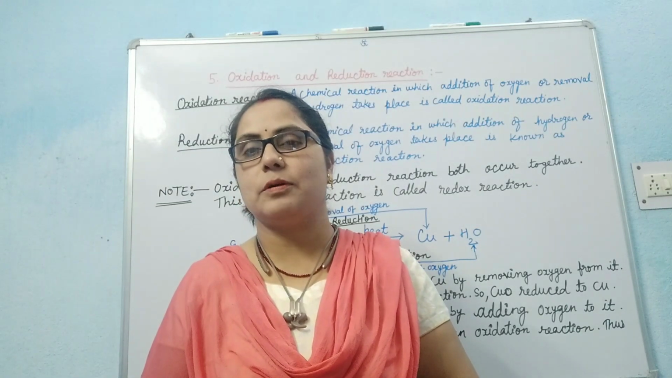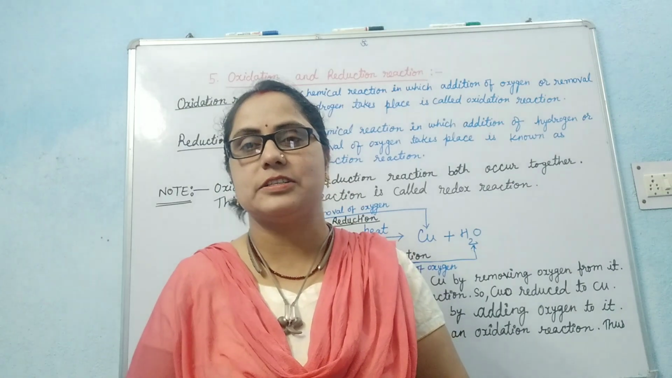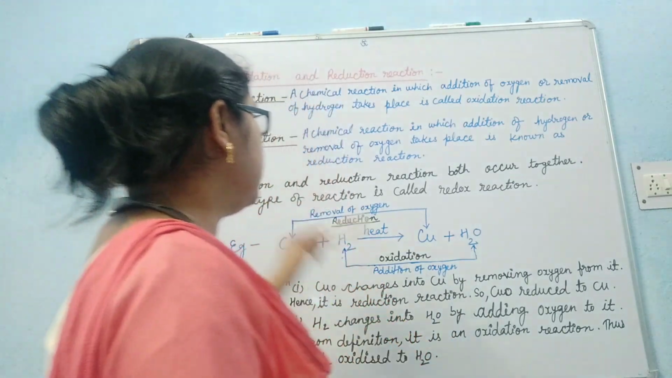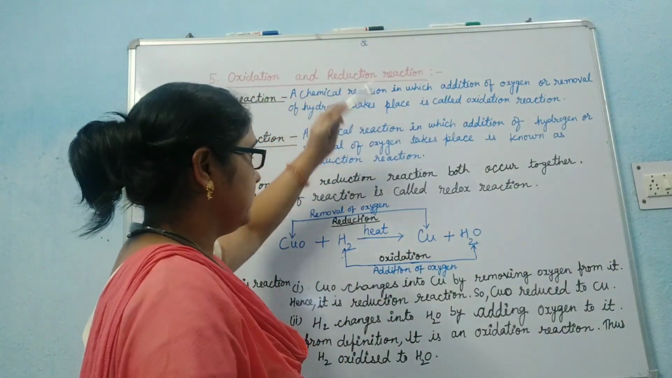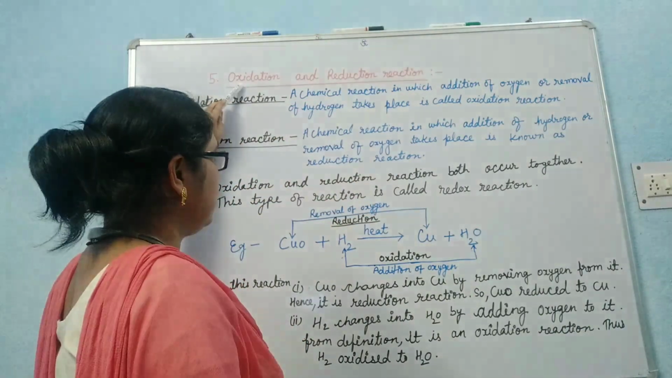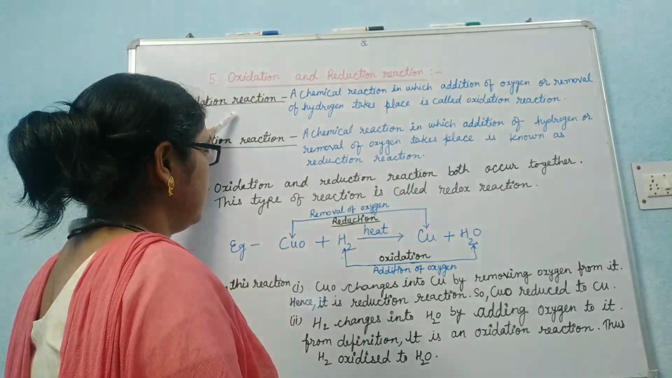Today we will discuss the fifth type of chemical reaction, that is oxidation and reduction reaction. So firstly we will start from the oxidation reaction.